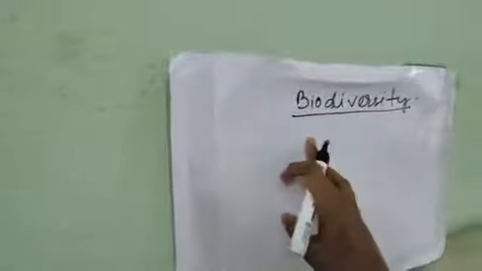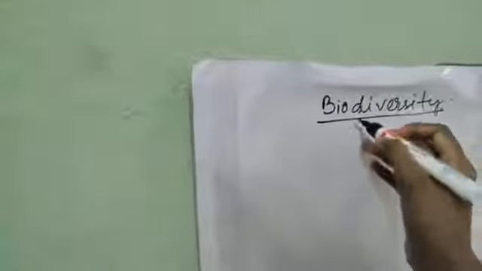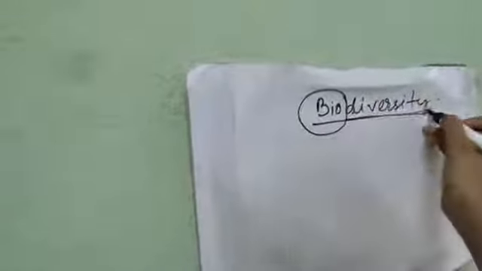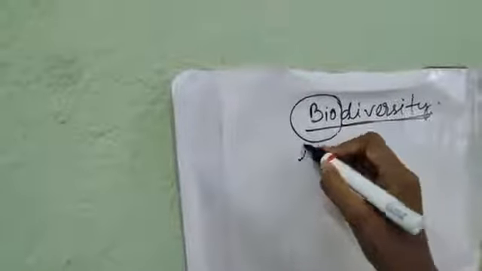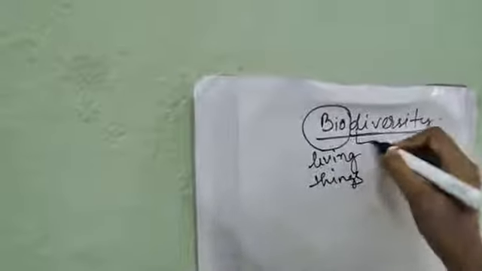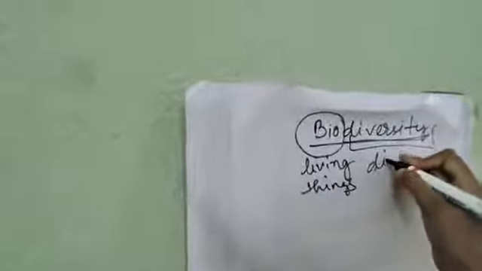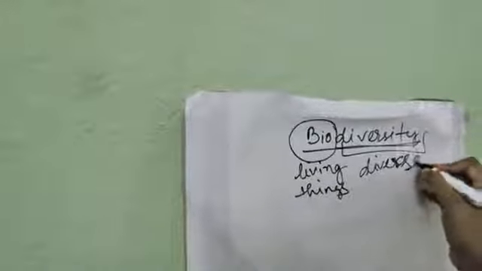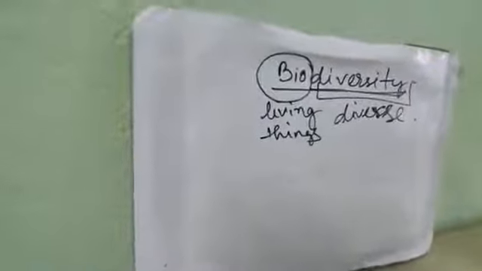So at first we will learn about what is biodiversity. The word biodiversity, what does it mean? As from the word we can see there are two words, one is bio and another one is diversity. So what is bio? It means living things, right? And diversity means diversified species, or you can say diverse. So biodiversity means diversified living things or diversified living species present in a geographical area.